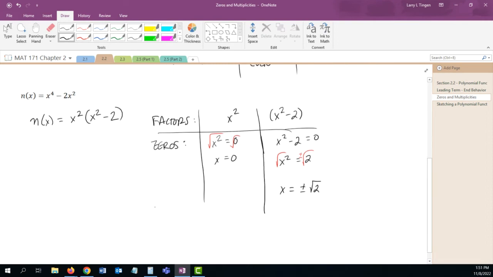So those are the zeros. And what are the multiplicities? This one feels like a tricky question. x squared has a multiplicity of 2. x squared minus 2, you may think it has a multiplicity of 2, but the multiplicity is the power that the entire factor is raised to. And in this problem, the entire factor is raised to the first power. So that is a multiplicity of 1.